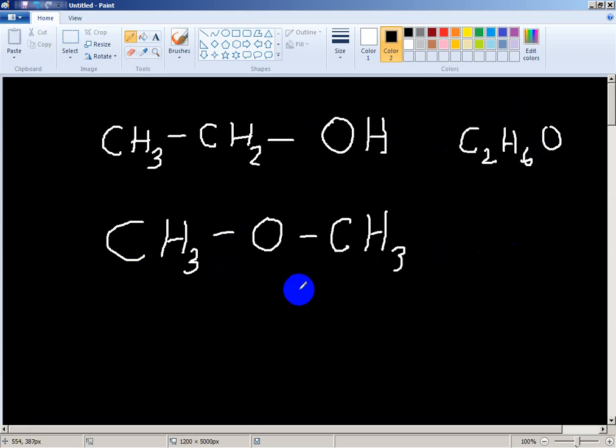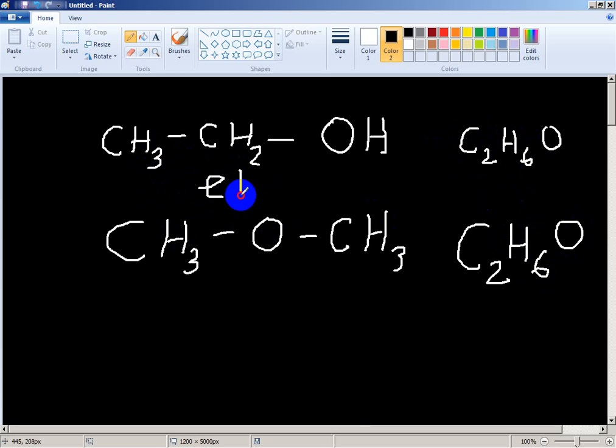This dimethyl ether: carbon is 2, hydrogen 3 and 3, 6, and oxygen is 1. So same molecular formula, but structural formula is different. They are called structural isomers. Okay, so we have understood ethanol and dimethyl ether are structural isomers.